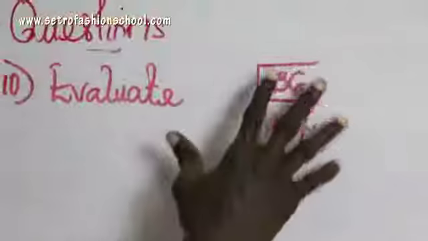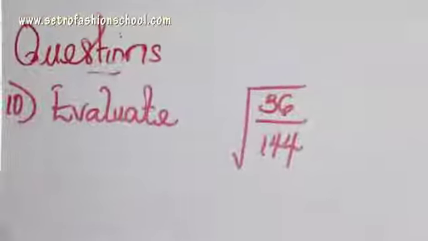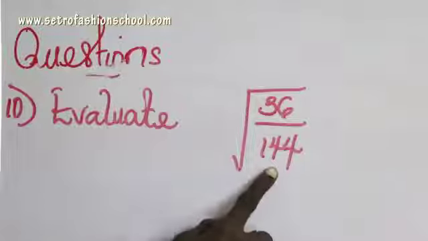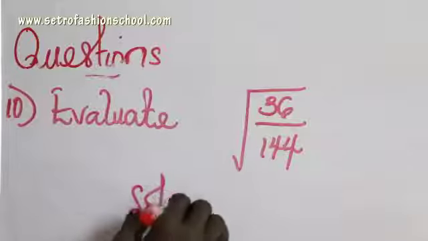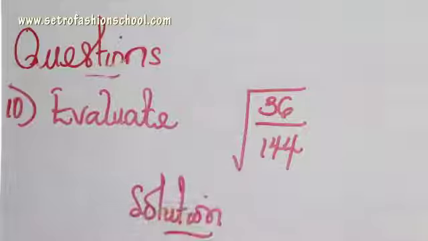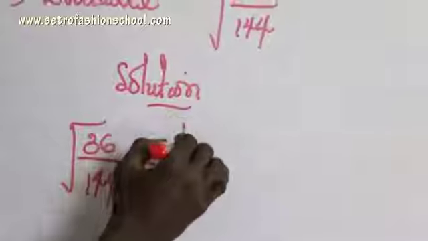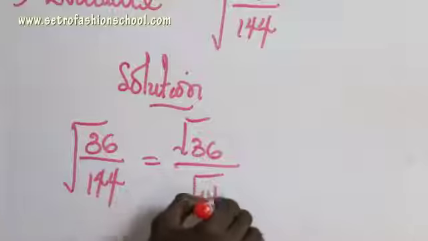Now, coming back to this question, you are looking at a question which has a fraction inside the symbol of the square root, which means that you have to find the square root of 36, find the square root of 144, and that's going to be this solution. Square root of 36 all over 144. Let's separate them. That's going to be square root of 36 all over square root of 144.